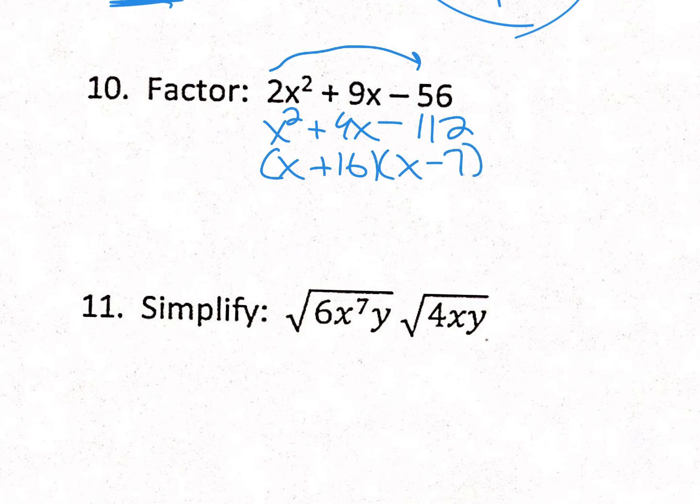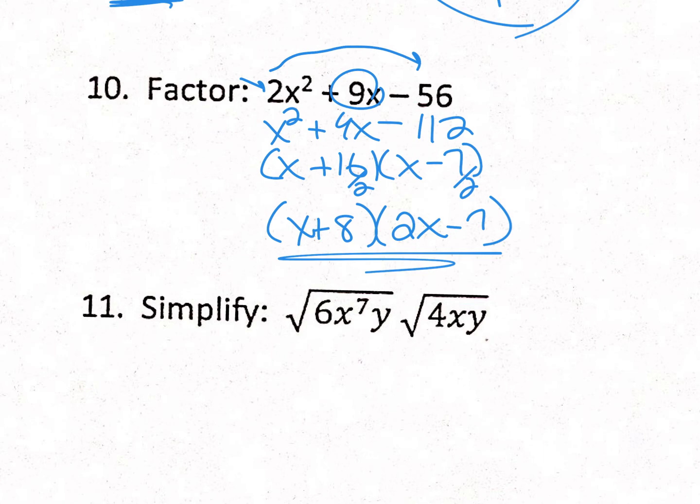Not everybody knows that, but you can find those by just choosing, because the middle number is 9, just pick numbers that differ by 9 and keep trying them until you find one that gives you 112. That's the slide part. Now I got to divide by 2. If I divide 16 by 2, I get 8. I can't divide 7 by 2, which means I'm going to slide the 2 back in front. And there it is. There's the factorization.